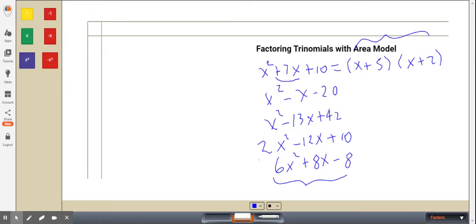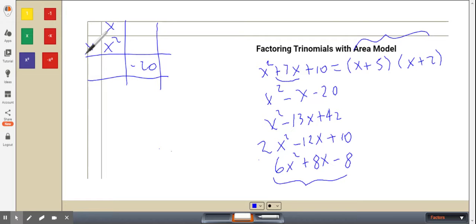Okay, next example, x squared minus x minus 20. I'm just going to do the exact same process, build my grid, and I know that the x squared is going to fit here, and the minus 20 is going to fit here. Now, same as before, factors of x squared are just x and x because a number multiplied by itself is the number squared.